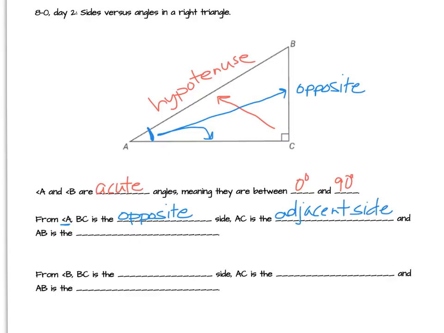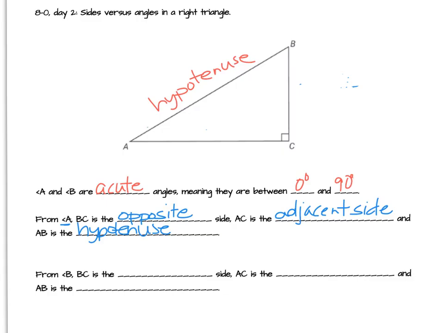And then AB, we've already defined that. That is the hypotenuse. Anytime we're looking at a picture, if we know an angle and we're trying to compare sides in relation to that specific angle, we use words like opposite side, adjacent side, and hypotenuse. Now, if we switch angles, the whole thing kind of flips around. So what I'm going to do right now is erase what I've already marked on the picture, except for the hypotenuse. The hypotenuse isn't going to change.